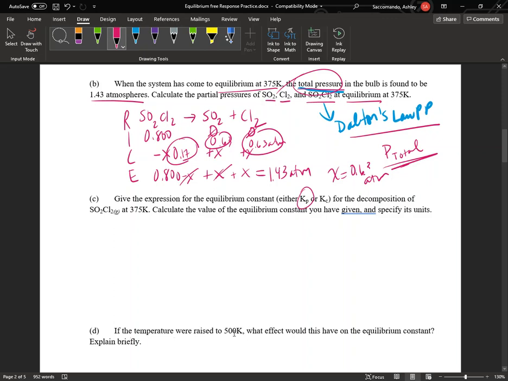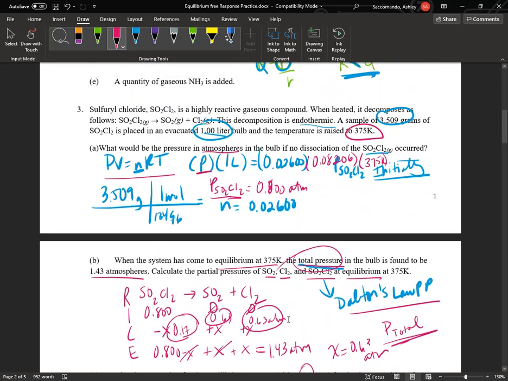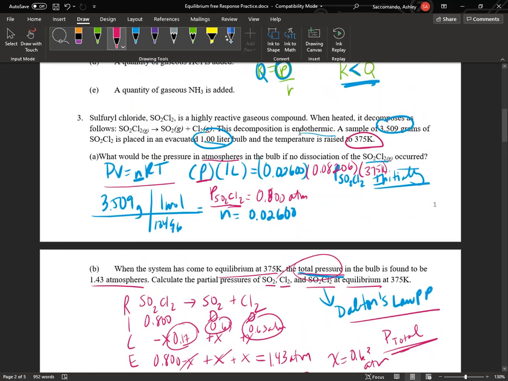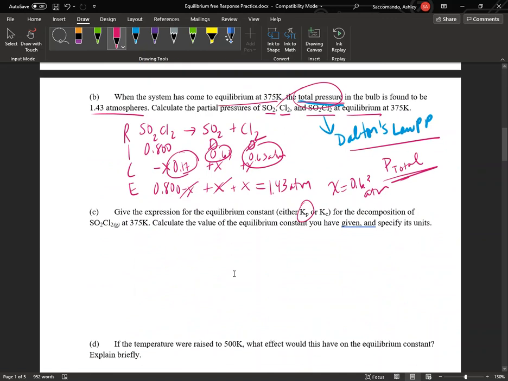Now, if the temperature were raised to 500 K, would this have an effect on the K? Yes, it would. And it told us up here, remember, that it was endothermic. So if you were to raise the temperature, it would shift right towards the products. Then you would have the products higher than the reactants, so K would increase. So that's how they ask that another time in here.